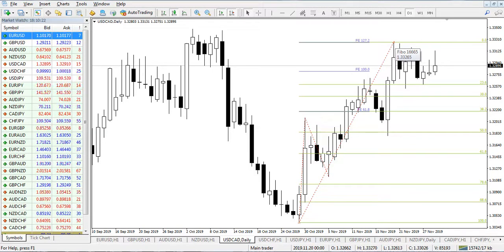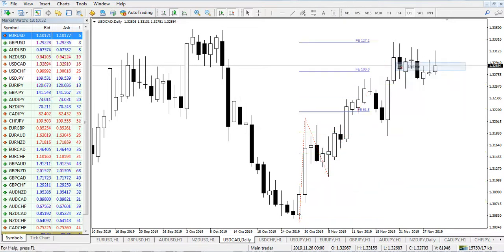I had sold in last analysis. I had sold USD CAD. Before last analysis, I was bullish. But the minimum target of 3 drive has still not been completed. So let me explain 3 drive first.